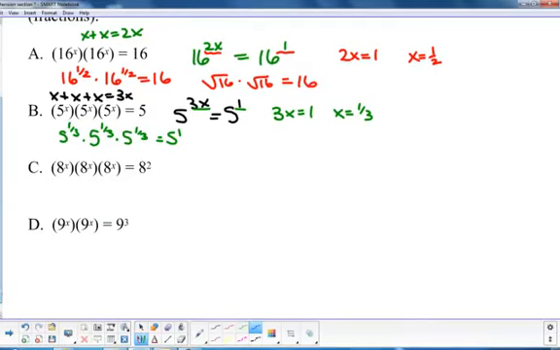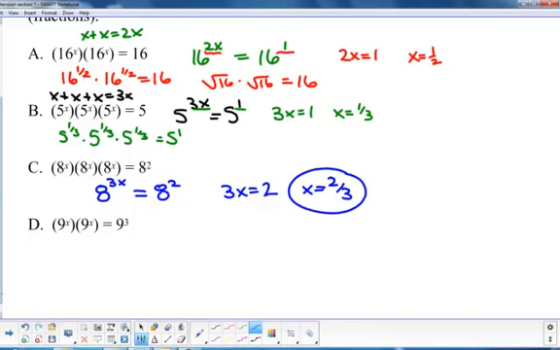All right, this would simplify as 8 to the 3x, because x plus x plus x equals 8 to the 2. Our 8s are the same, so basically I want to know when the 3x exponent will equal the 2 exponent, and that would be when x is 2/3. So that means 8 to the 2/3 times 8 to the 2/3 times 8 to the 2/3 would equal 8 squared.